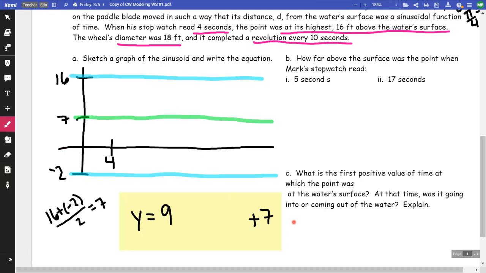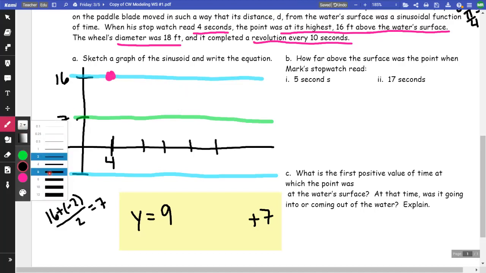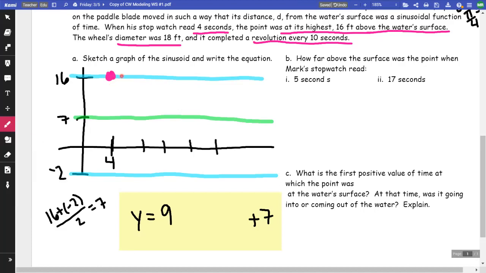Okay, so now I am going to plot my first point that they said: at 4 seconds, we are at a high of 16. Now again, even if I don't know all of my values yet, what I do know is this. I've got one mark here, 2, 3, 4, 5. And if this is my high, this is going to be a high, because this is a sine or a cosine. In this case, I'm going to go high to high. So let me do that. Again, I had my high here. I'm going to have my high here. Let me make that a little fatter.